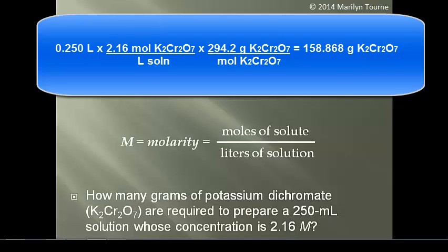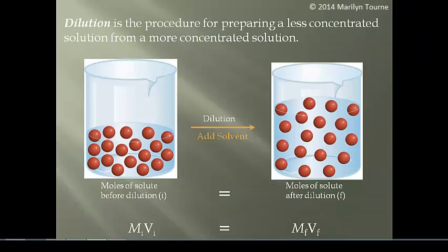The trick here, once again, is to try to make sense of the units. Write everything down and try to make connections. If you know that molarity is moles per liter and they give you a volume in the problem, then more than likely those two are going to have to be together somehow. And once you're in moles, then you can go from moles to any other unit that they ask you to. This particular problem asks us to go to grams. So it would take 158 grams of potassium dichromate to prepare a 250 mL solution whose concentration happens to be 2.16 molar. Next topic is dilution.